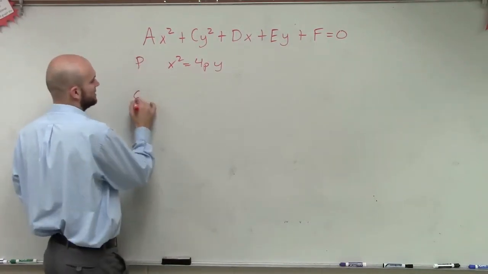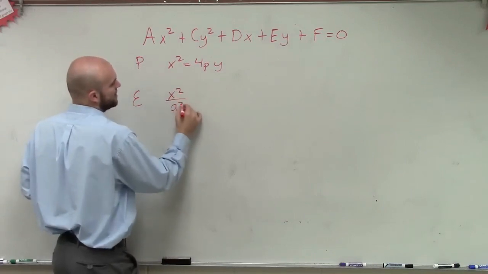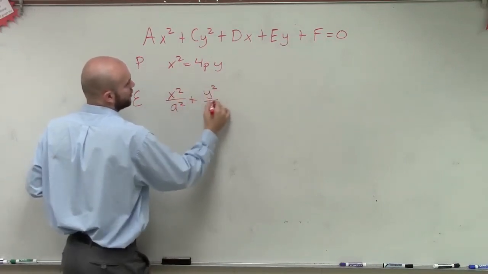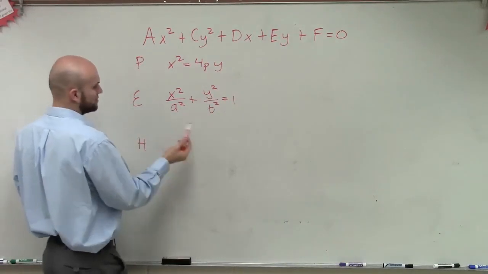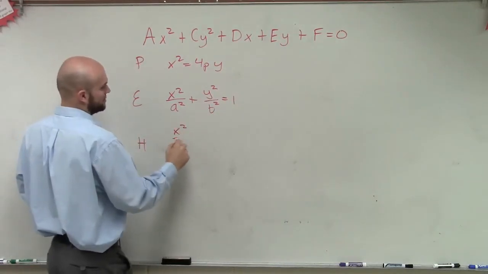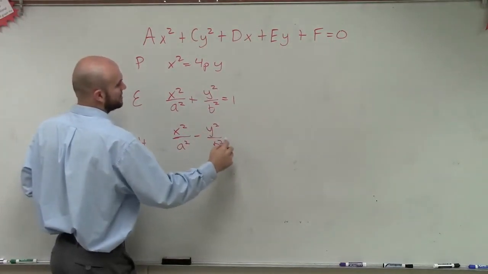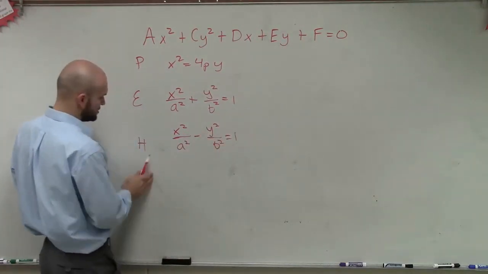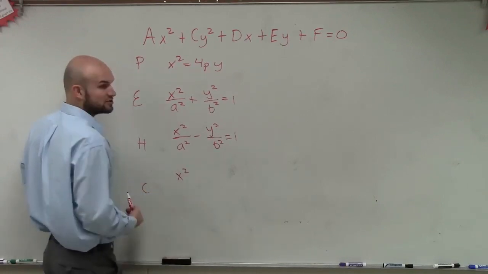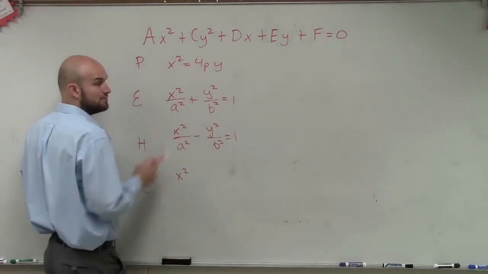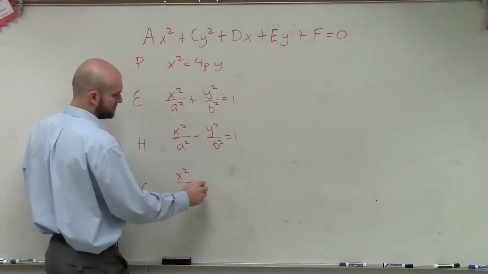Then we talked about an ellipse. And remember, ellipse had x squared over a squared plus y squared over b squared equals 1. We had a hyperbola, which was, let's just do this, x squared over a squared minus y squared over b squared equals 1. And then we also talked about a circle, where a circle is a special type of ellipse, but a circle is when a and b are equal to each other. So we can just use a squared for each one.